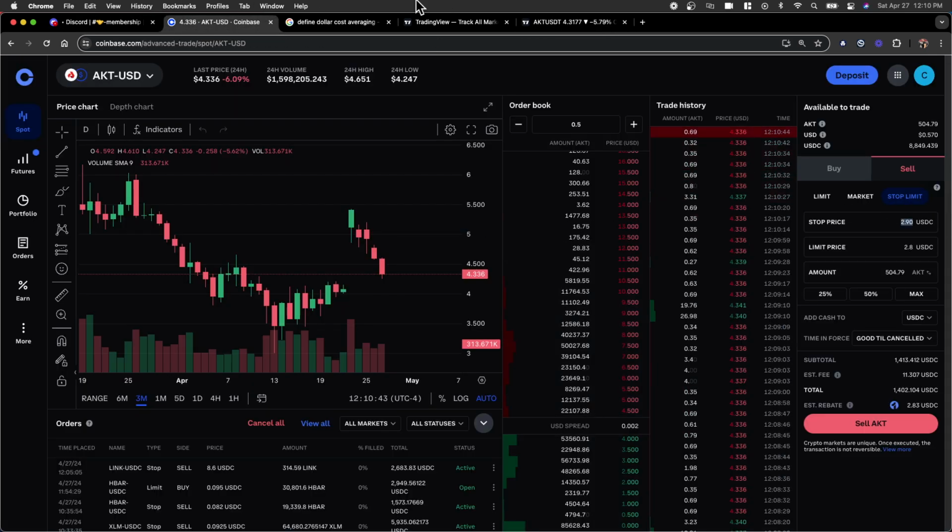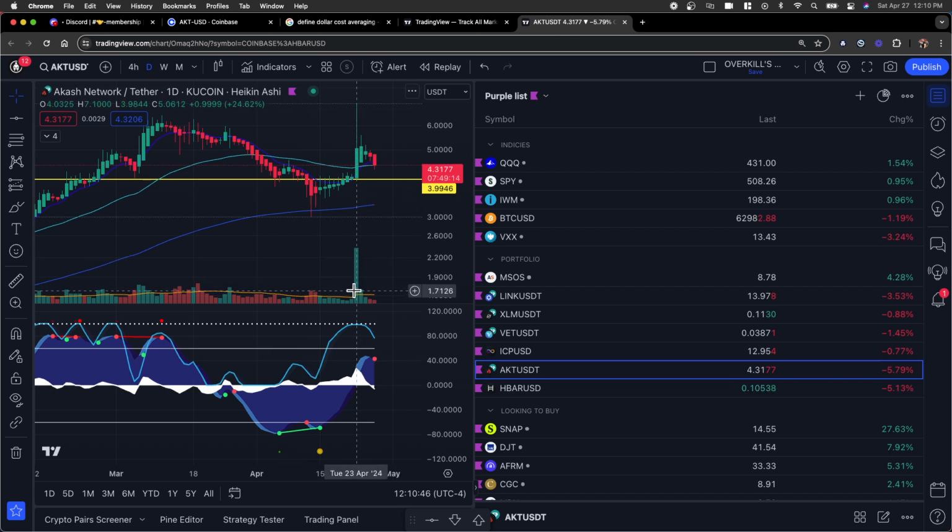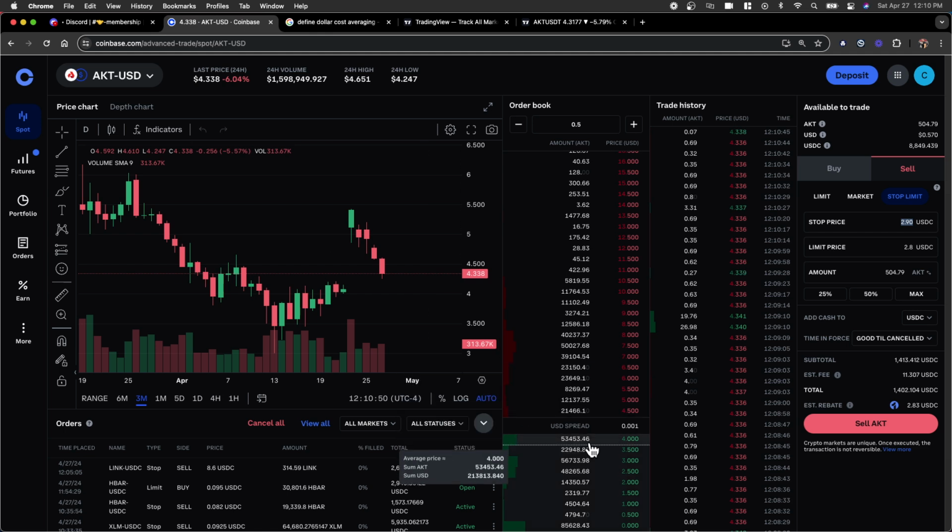Let's set a $4 stop on this where that big volume came in, because again, if this is smart money, if they're in control, they're not going to let it go below 4, and that's where the first big stack of limit orders is sitting, at 4. So I'm going to set my stop loss at 3.90.